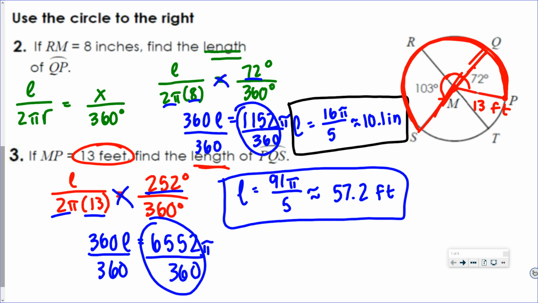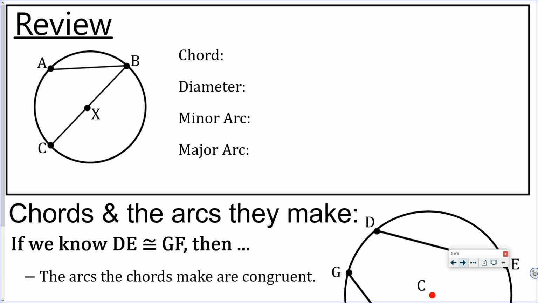Okay, today, really pretty short lesson. Talking about some relationships with chords. So let's review over some of our vocab here. A chord is any segment that its endpoints lie somewhere on the circle. So in this picture right here, AB would be considered a chord. You could also call that BA.